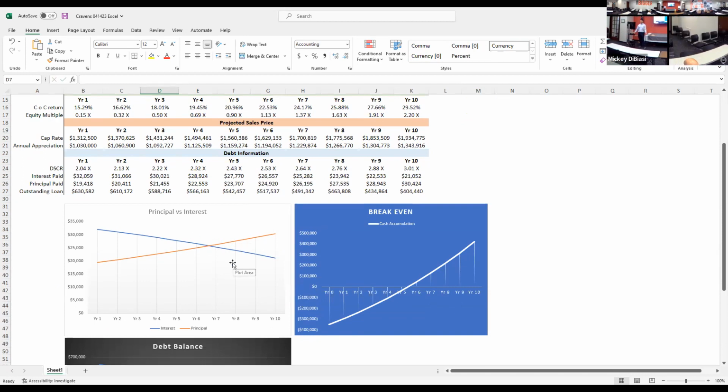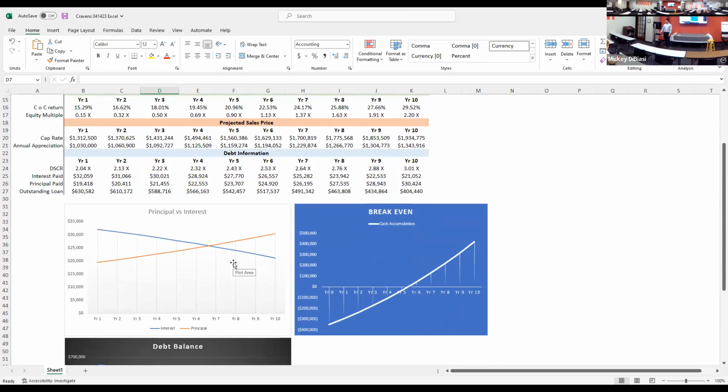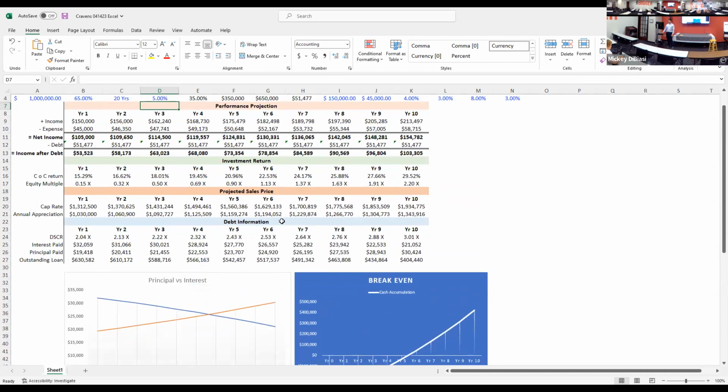This is exactly why, when the Fed raises interest rates, it tampers down demand. You can pay more when the money's cheaper. As you can see on there, you've already crossed over between year 6 and 7, when you start paying more towards principal than interest.